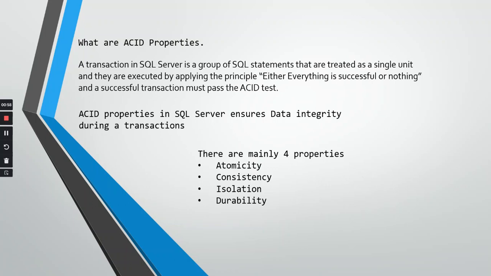So a transaction is what? If you have a number of DML statements within the transaction, then either each and every DML statement should succeed, or if there is an issue with any of them, then everything would be rolled back. This is the property of a transaction. What are ACID properties? There are basically four main properties: atomicity, consistency, isolation, and durability.